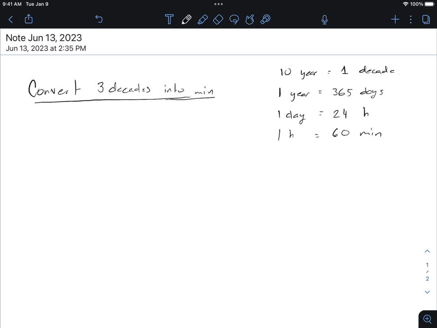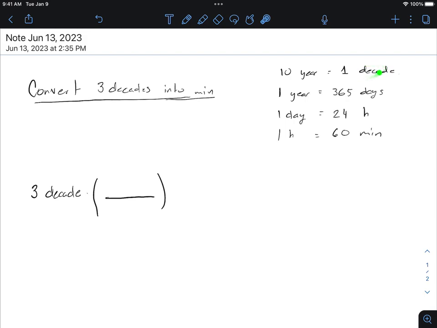We will find how many minutes are in 3 decades. So I have 3 decades, and I want to convert that into minutes. I'm going to do that by multiplying by 1. As before, I want to get rid of decades, so I'm going to have decades in the denominator. I look at my conversion table, I see that 1 decade is 10 years.